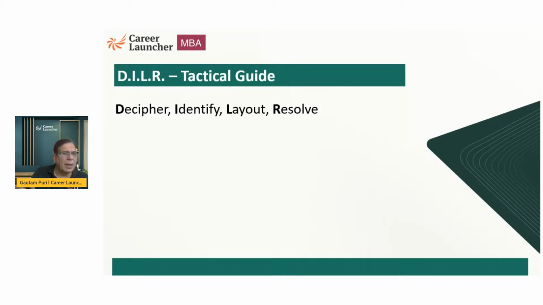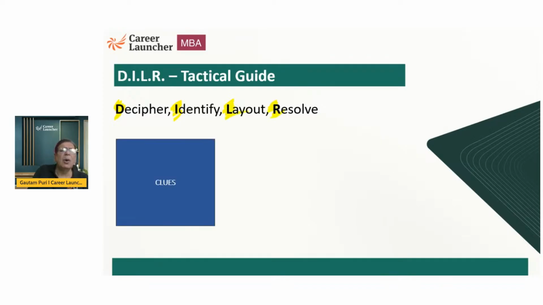Okay, so what is our process? It's simple. DILR: Decipher, Identify, Layout, and Resolve. What do you mean by decipher? Understand, comprehend. So whatever data is given, please understand that part first, comprehend, and then you can look at doing anything else. If you haven't understood this data itself, what will you do next? So comprehension or understanding is the key thing.